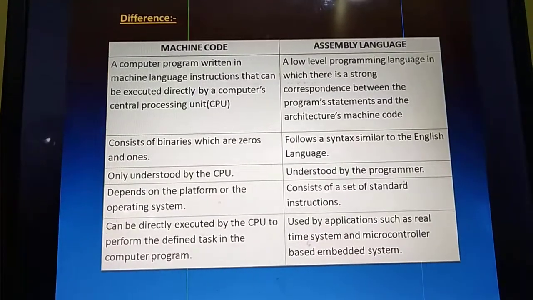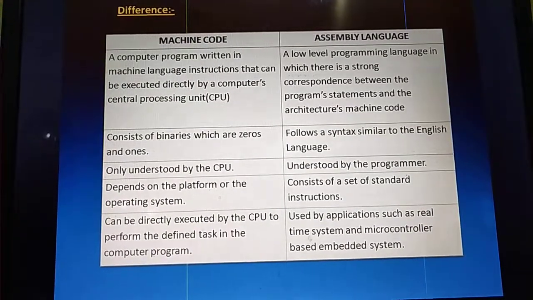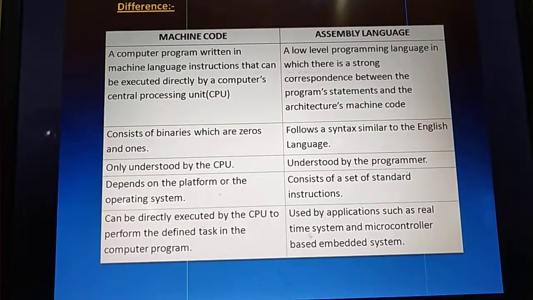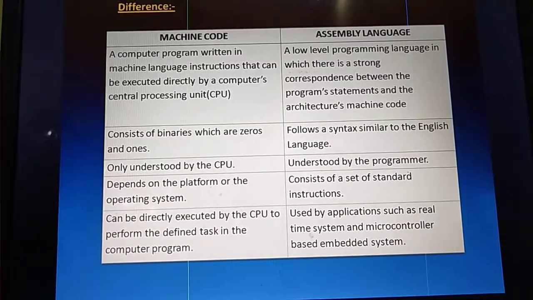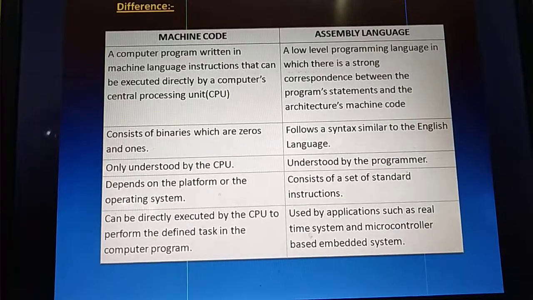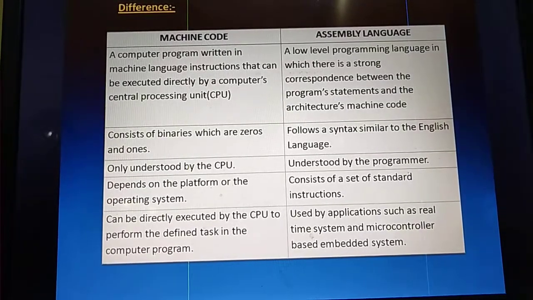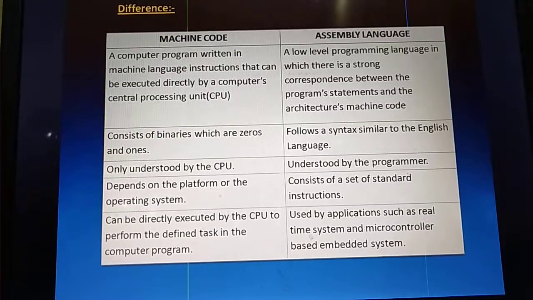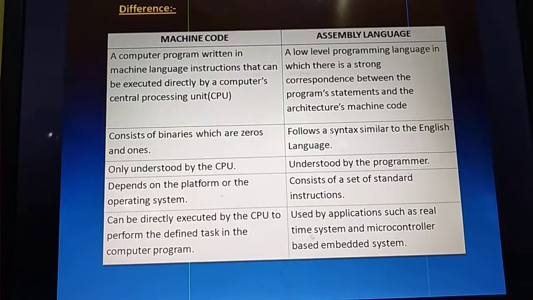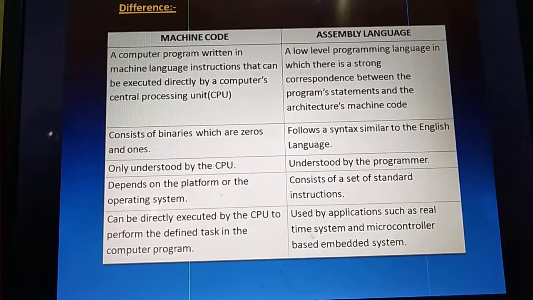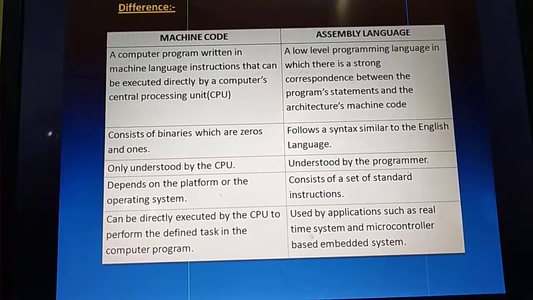It means that you need an assembler to convert the assembly language program into something that can be understood by the computer. Machine code depends on the platform or the operating system, and assembly language consists of a set of standard instructions. Machine code can be directly executed by the CPU, whereas machine language is used by applications such as real-time systems.